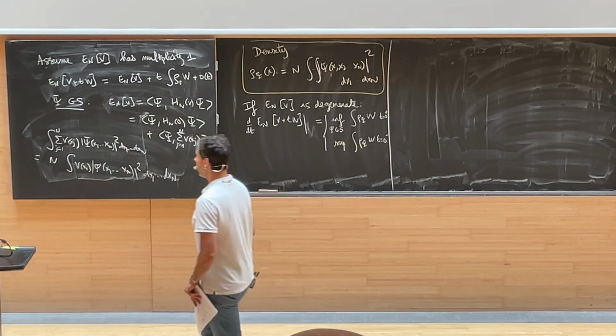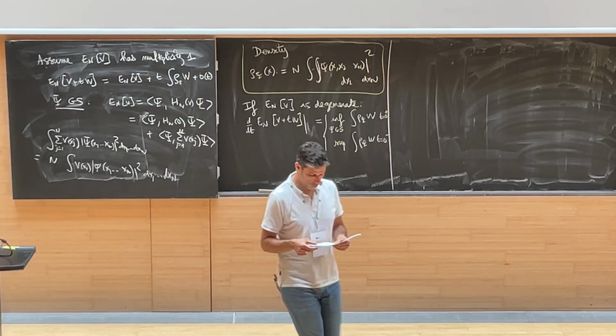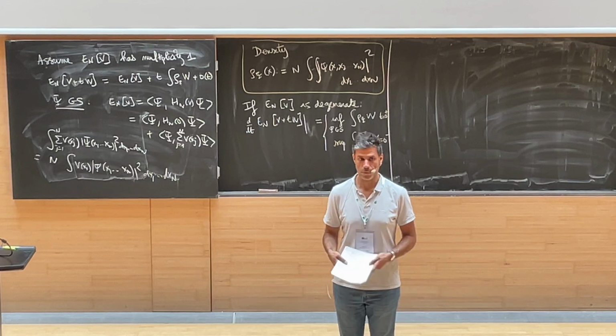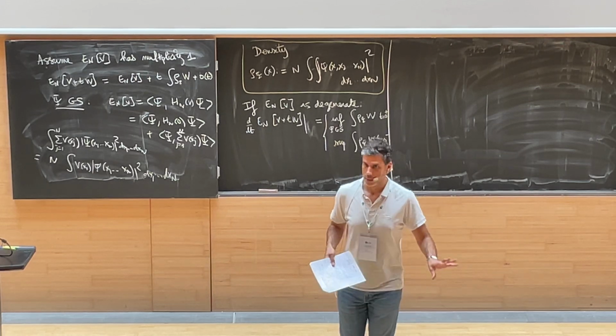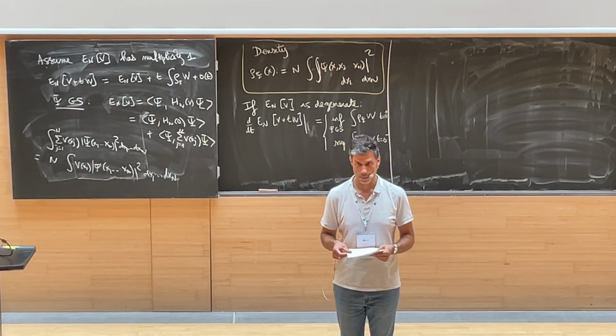Anyway, so the main idea is you try to describe your interacting system by a non-interacting system, and it's an inverse problem. You're trying to find a potential V theta that reproduces the density of an interacting ground state.